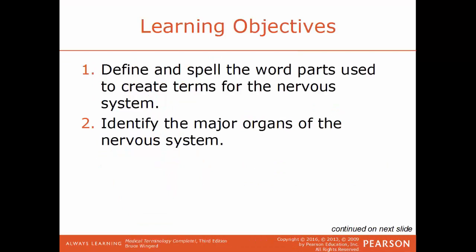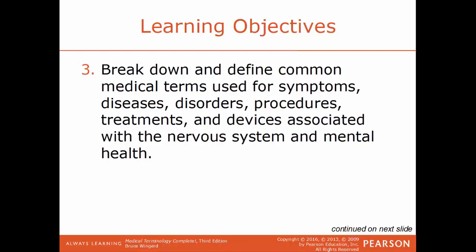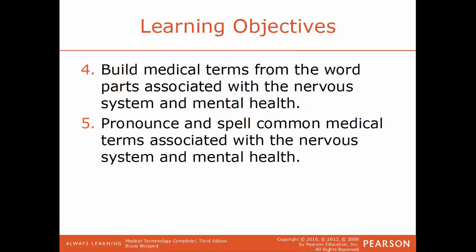Learning objectives for this chapter: define and spell the word parts used to create terms for the nervous system. Identify the major organs of the nervous system. Break down and define common medical terms used for symptoms, diseases, disorders, procedures, treatments, and devices associated with the nervous system and mental health. Build medical terms from the word parts associated with the nervous system and mental health. And pronounce and spell common medical terms associated with the nervous system and mental health.